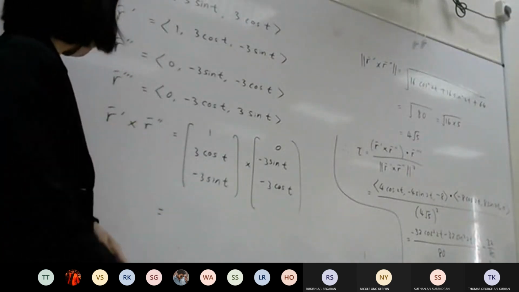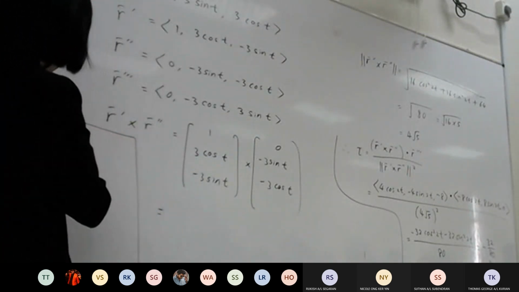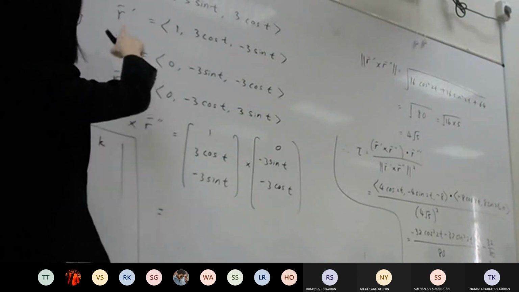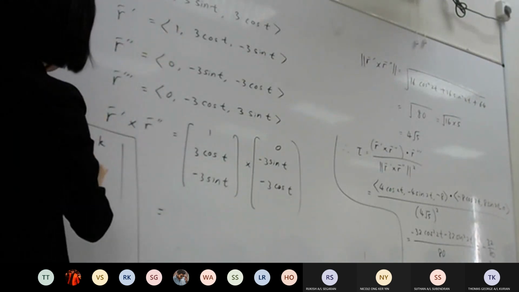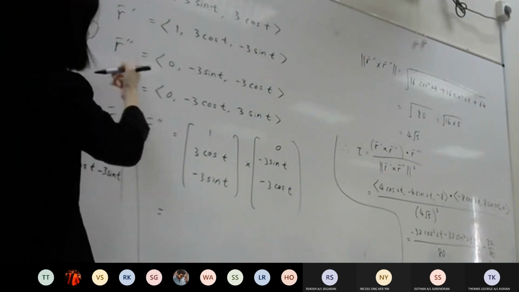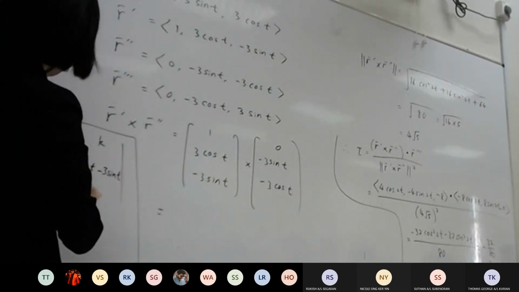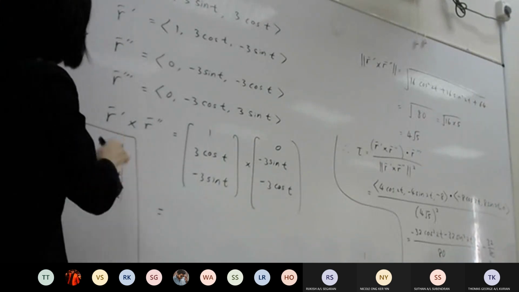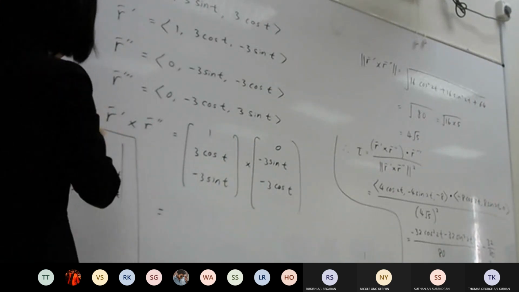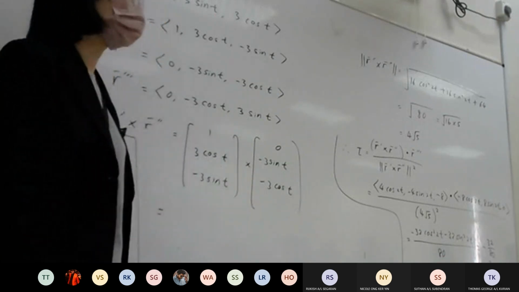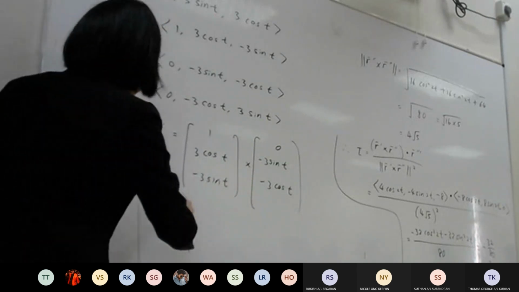For the cross product, actually you can use the i, j, k method. Then you put 1, 3 cos t, negative 3 sin t, and 0, negative 3 sin t, negative 3 cos t. You can find this one either this way or that way. You get the same answer.